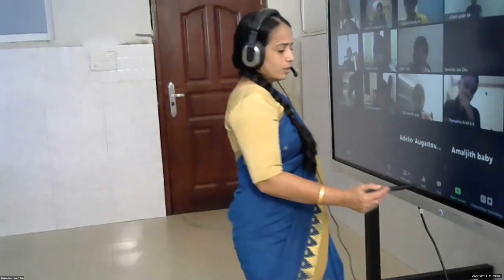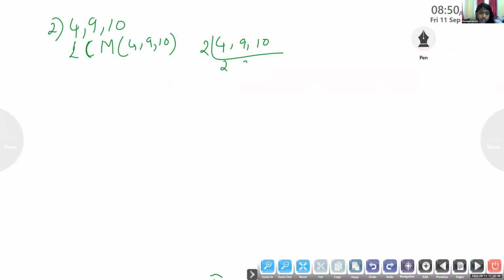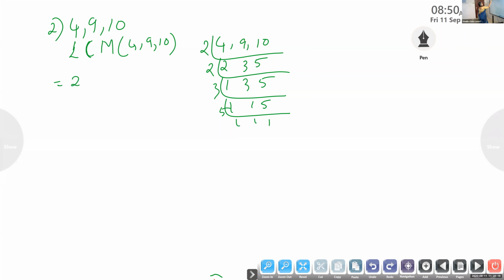Okay, Advait, got the LCM of 4, 9, 10? Is it 180? Yes. The LCM is 2 into 2 into 3 into 5. Is it a perfect square number? No, ma'am. So 180 is not a perfect square number.